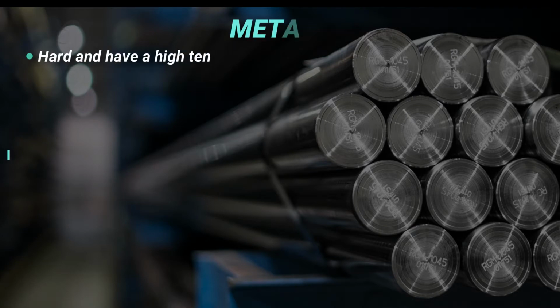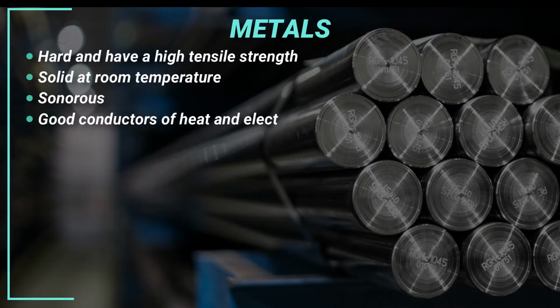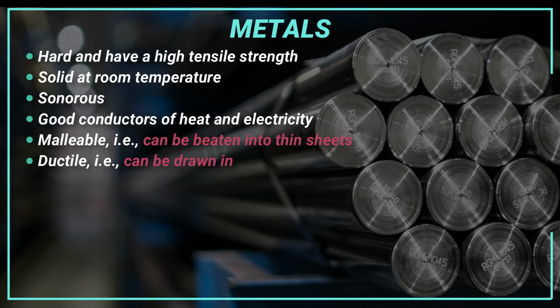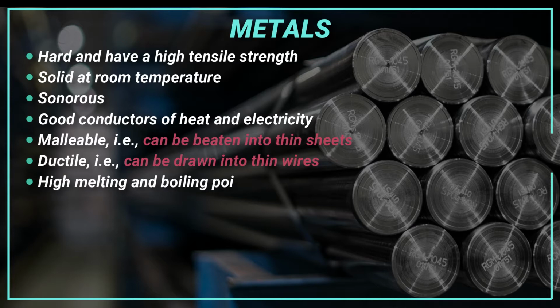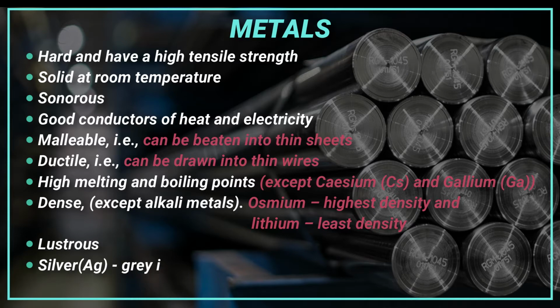Properties of metals. Their physical properties: hard and have a high tensile strength. Solids at room temperature. Sonorous. Good conductors of heat and electricity. Malleable, meaning they can be beaten into thin sheets. Ductile, meaning they can be drawn into thin wires.